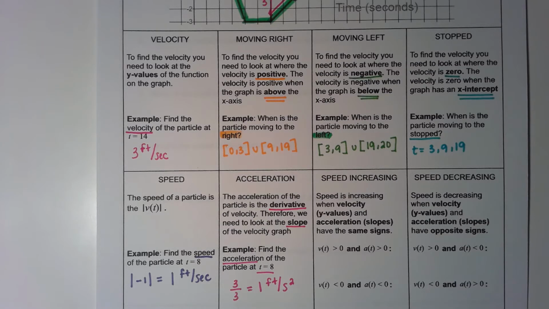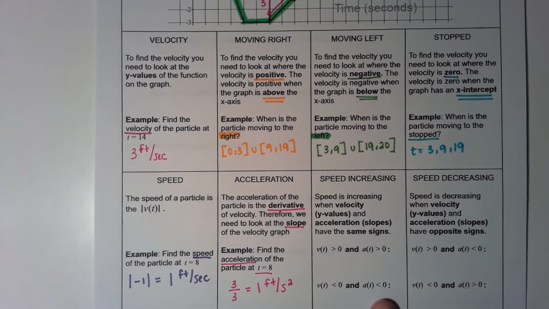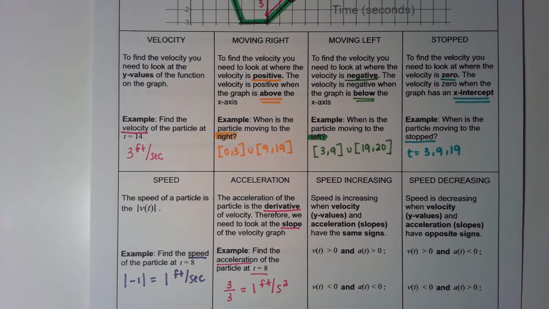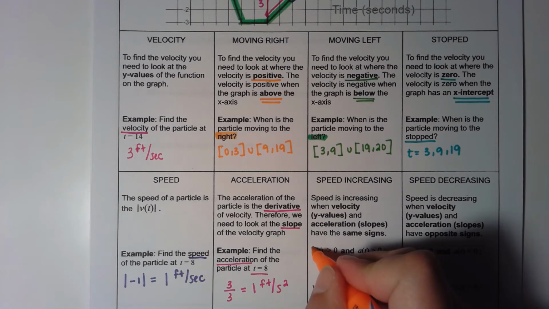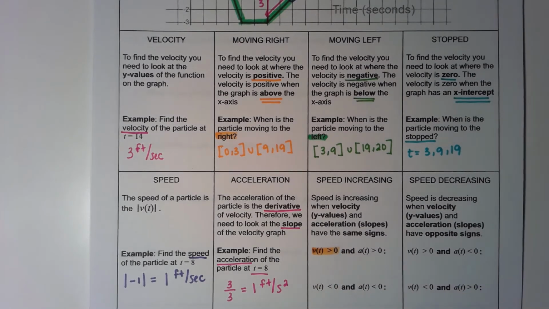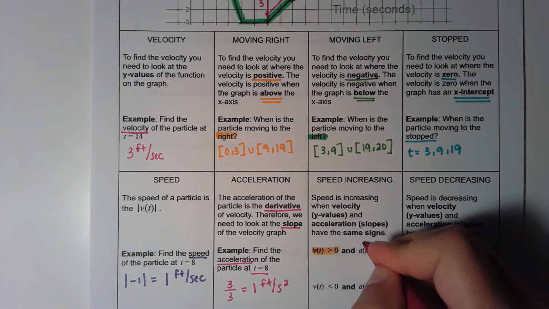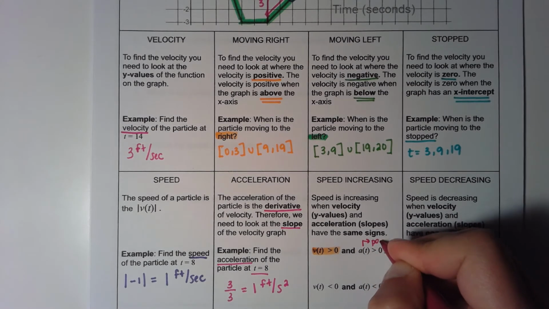Now, speed is going to be increasing when your velocity, your y values, and your acceleration, your slopes, have the same signs. So either the velocity and the acceleration are both positive, greater than 0, or the velocity and the acceleration are both negative, which is less than 0. On this graph, that means velocity greater than 0 means above the x-axis. So it's the parts that I already highlighted in orange. And acceleration being positive, or greater than 0, means that it has a positive slope.